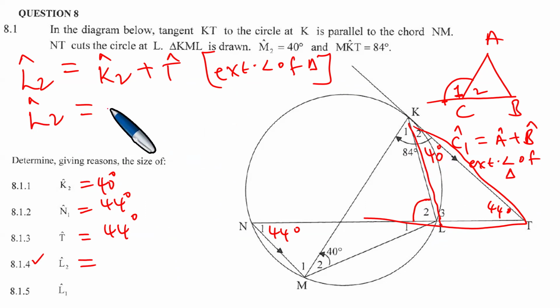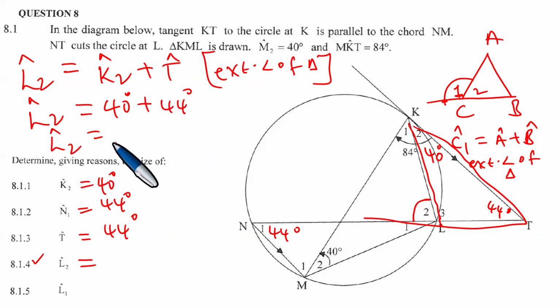What is the angle K2? It's 40 degrees. What is the angle T? It's 44 degrees. And therefore, the angle L2 is 40 plus 44, which gives us 84 degrees. So the angle L2 is actually 84 degrees in size. Awesome stuff. So we got L2 to be 84 degrees. Now we need angle L1.